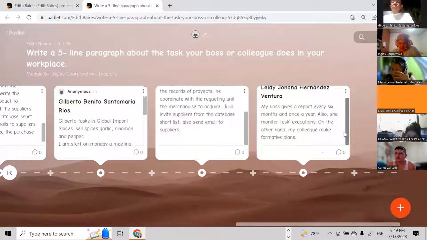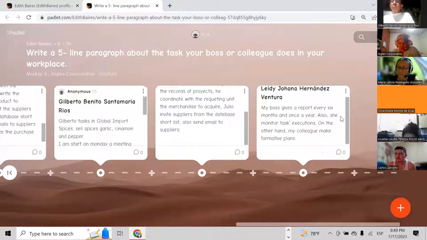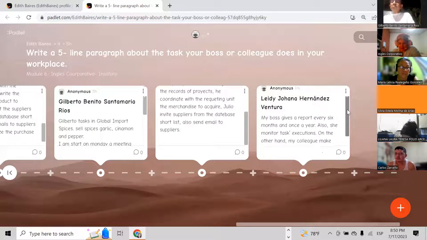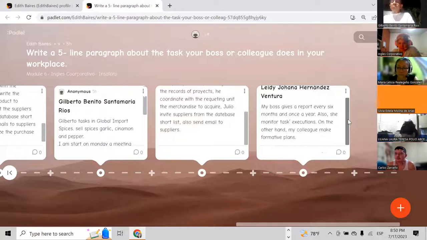My boss gives a report every 6 months and once a year. Also, she monitors task execution. On the other hand, my colleague may make formative plans. Give me a report every 6 months and once a year.